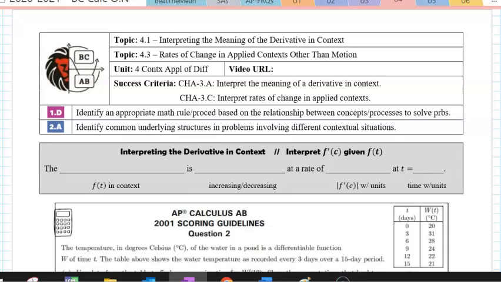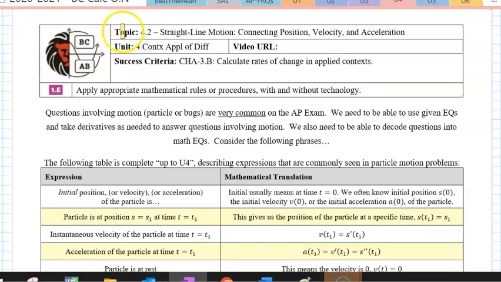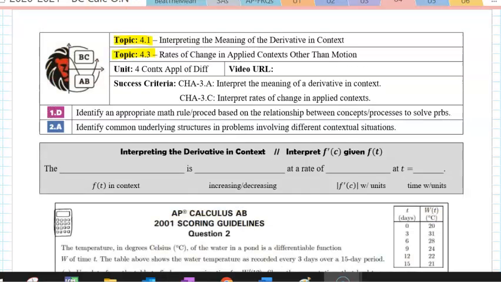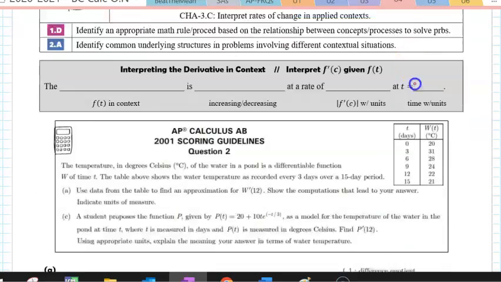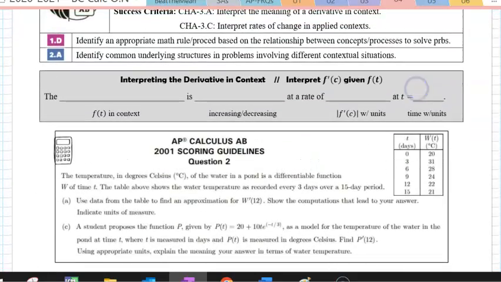Today's video is on topic 4.1, 4.3, and topic 4.2. In topic 4.1 and 4.3, we're talking about interpreting the meaning of a derivative in context and looking at those contexts that are other than motion problems. So the best way to do that would be to actually look at released free response questions.